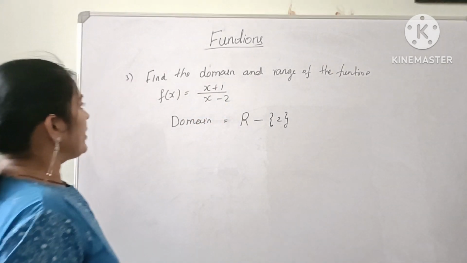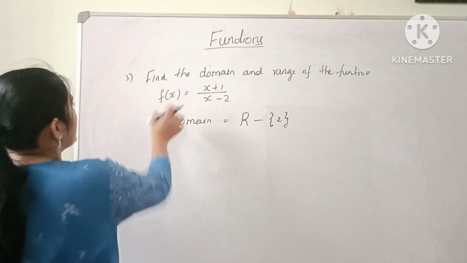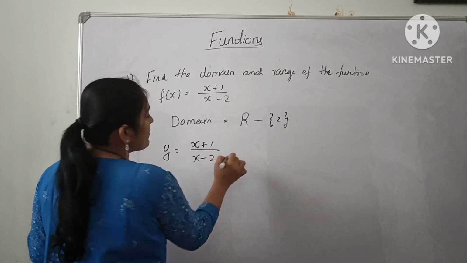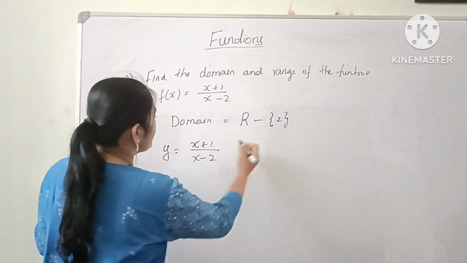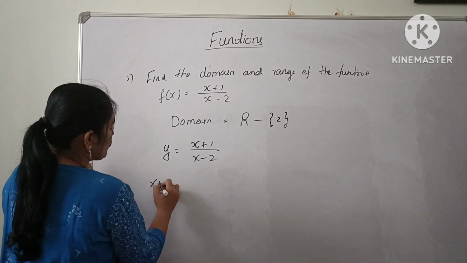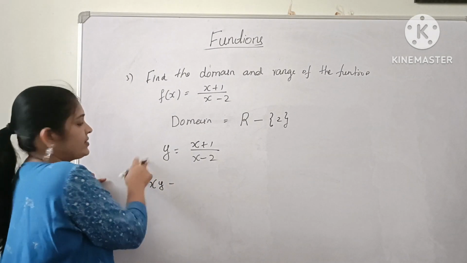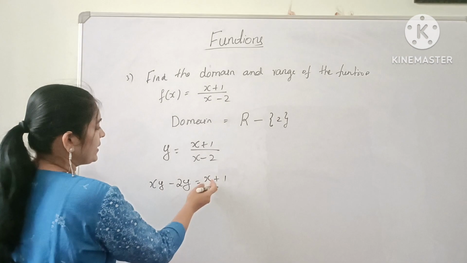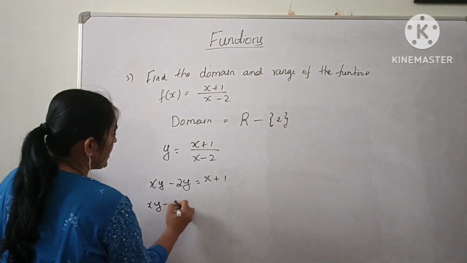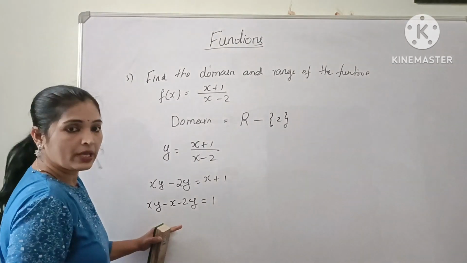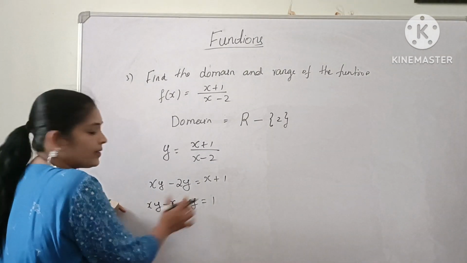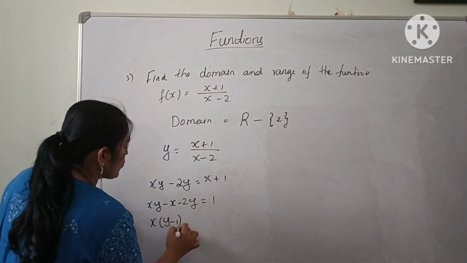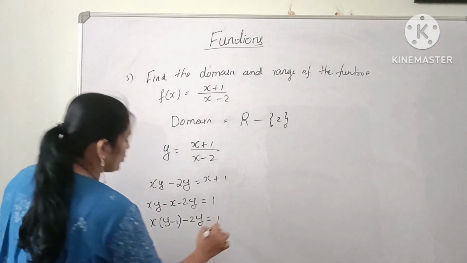So what will be the range? Let us take f(x) as y. y = (x + 1) divided by (x - 2). Let us simplify this one. Cross multiplying, xy - 2y = x + 1. Then take this x to the left side: xy - x - 2y = 1. Take x terms together. Take x common: x(y - 1) - 2y = 1.